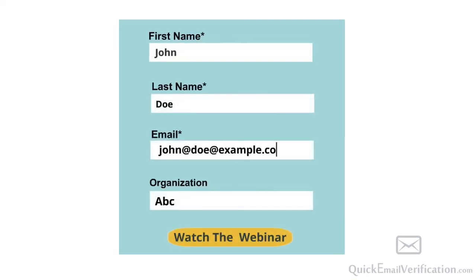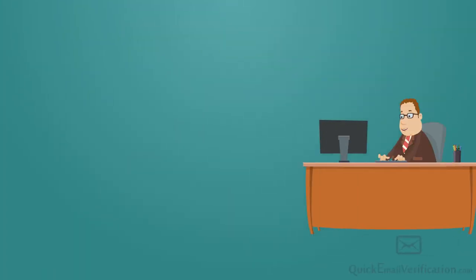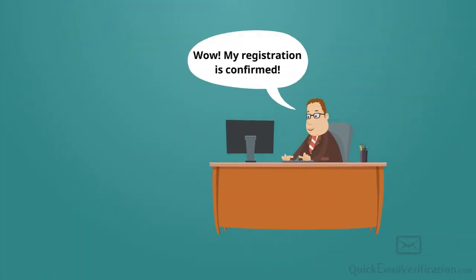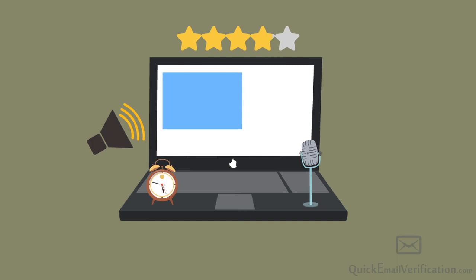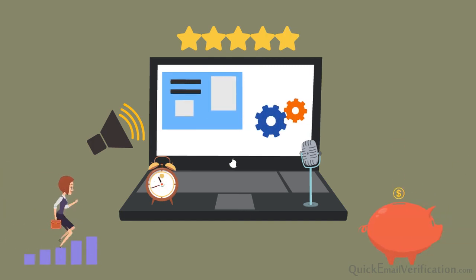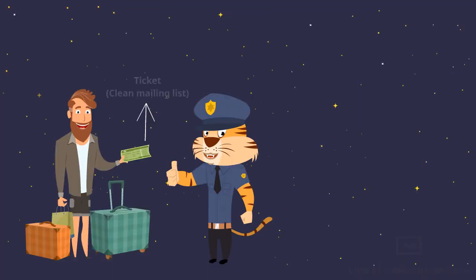When a visitor enters their email address in your webinar registration form, the API will immediately verify the address. If there's an error in the address, the system will request the visitor to enter the correct address. That means you get correct email addresses of everyone who's shown interest in your webinar. Use API to your advantage and successfully automate your email marketing. Remember, a clean mailing list can grow your business much better and faster.